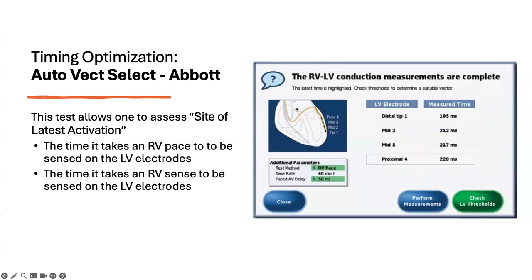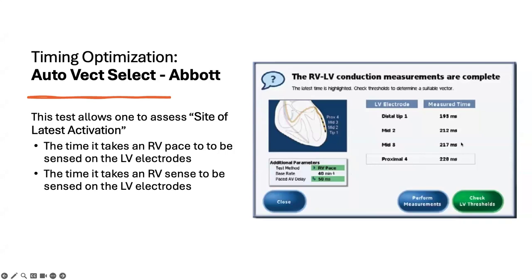It will often be much shorter, obviously, because it's going through the conduction pathway instead of from the side of the pace across to the LV. And what that will tell you is where is the greatest electrical dysfunction, or the greatest amount of time it takes to get to this pole. That doesn't mean that you happen to be in the site of greatest electrical dysfunction. It just means that electrode of the four is the most different, I guess, the most delayed conduction of that electrical activity.